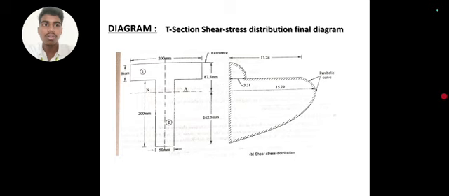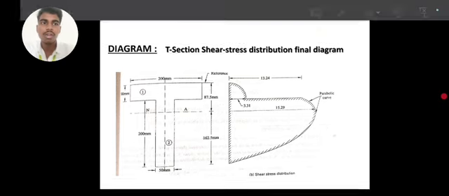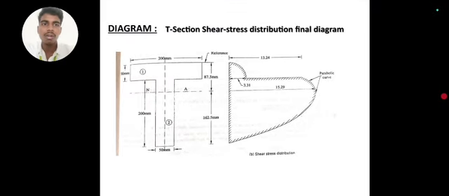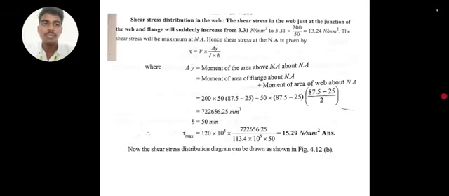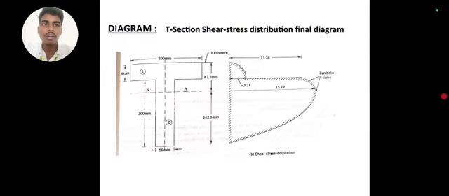Next, 15.29 Newton per mm². This is the final answer for the web. This curve is a parabolic curve, with its maximum at the center, the neutral axis.